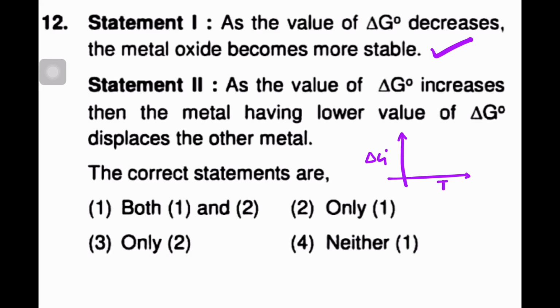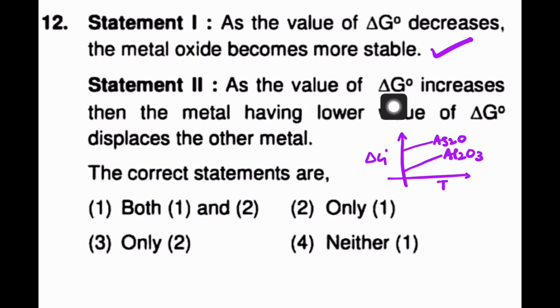And you can see the metals like aluminium, calcium, okay, have the metal to metal oxide curve lying below, whereas mercury and silver will be above that. It is showing that for the formation of Al2O3 there is a more negative value of delta G naught, so Al2O3 is more stable, whereas Ag2O is less stable because its delta G naught of formation is less negative. Okay, so the first one is correct.